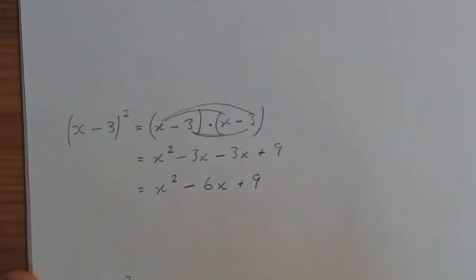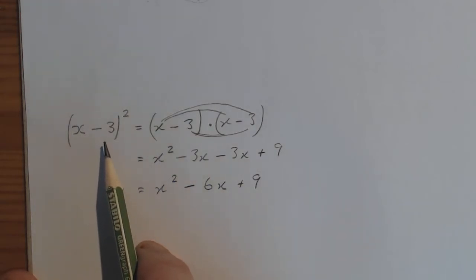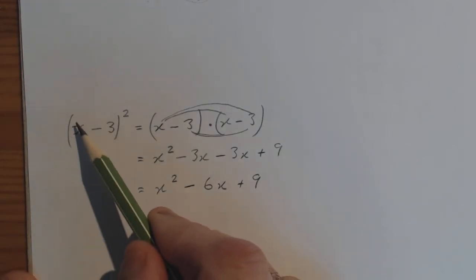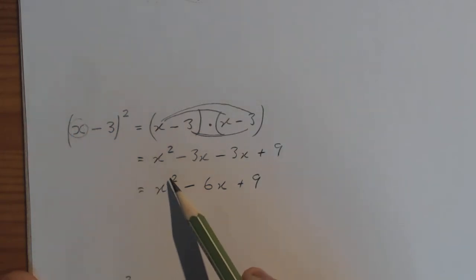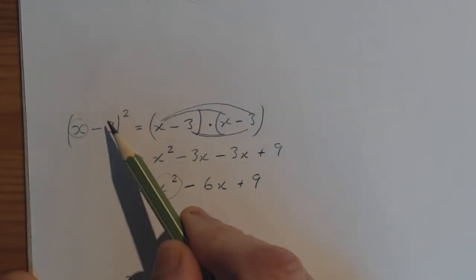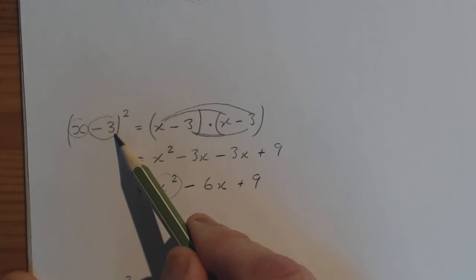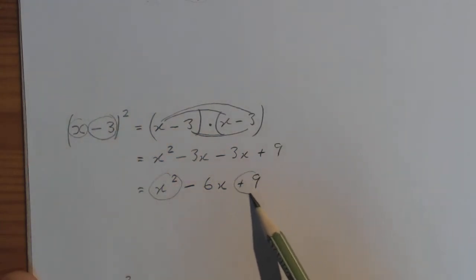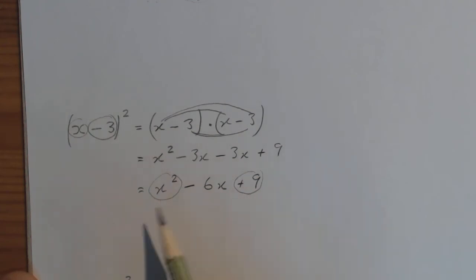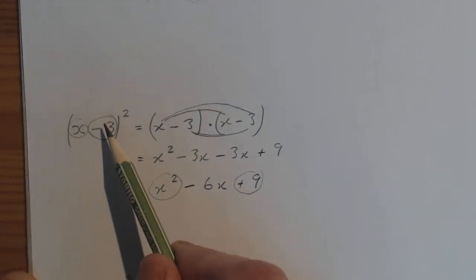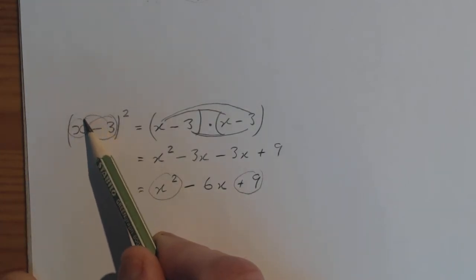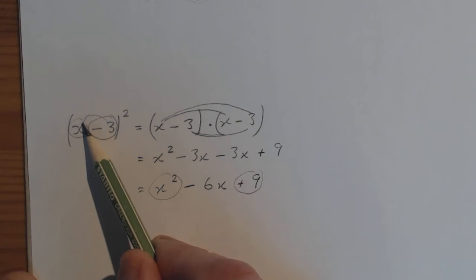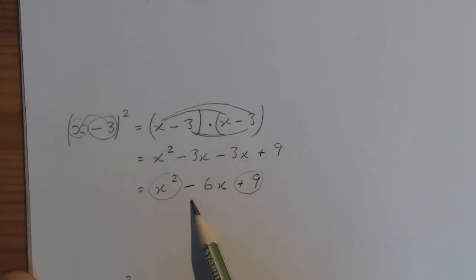Here, if we have x minus 3 all squared, let's use the quicker method. So if I square the first term, I get x squared. I square the last term, which is negative 3 times negative 3, will give plus 9. And as I said before, they give the first and last terms in the expression. Now to get the middle term here, we multiply the negative 3 times x, which is negative 3x, double it, we get negative 6x there. And that's the quick way.